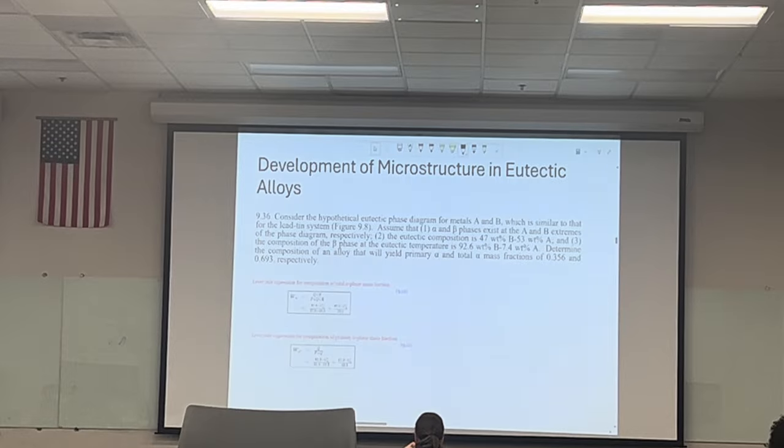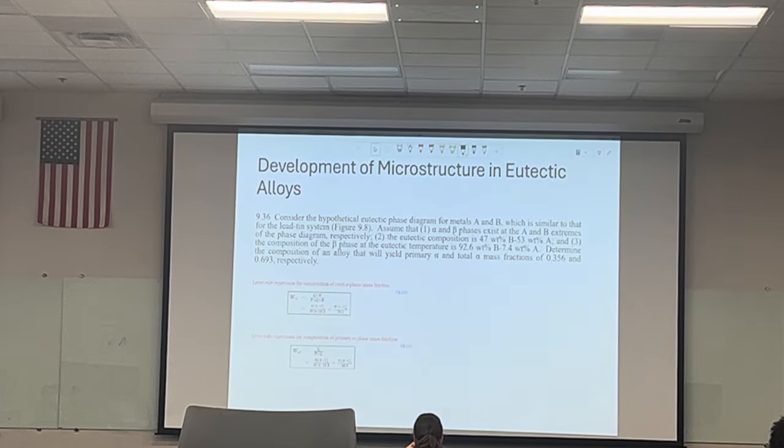Okay, for the question, I think this one is also based on homework, or very similar to homework. So they want you to consider a hypothetical phase diagram for metals A and B. They don't mention specifically what metals. They're mentioning that it's similar to the lead-tin system, which is in your book figure 9.8, but in our case it's going to be hypothetical because they want us to think about it a little more, or just use the equations that are provided so we get the hang of it.